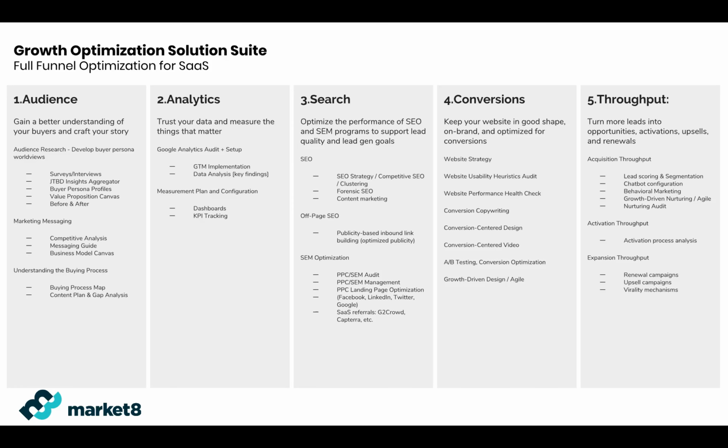I have a recap here of the capabilities of Market8. These are the 5 disciplines we work with: audience, analytics, search optimization, conversions, and throughput. The growth optimization retainer process can touch on all of this, and we pick and choose different capabilities from team members to make a program successful.